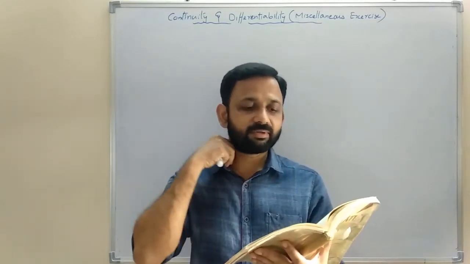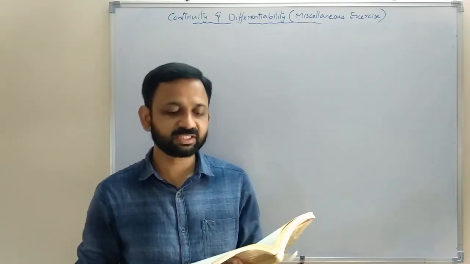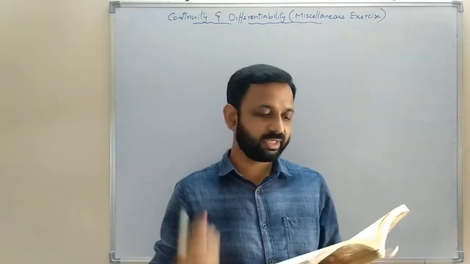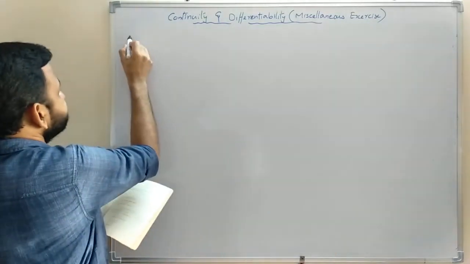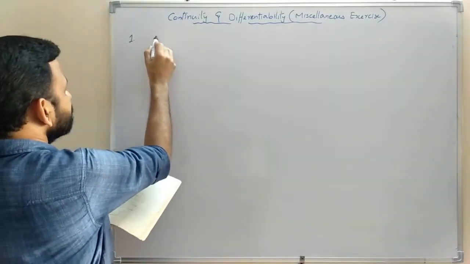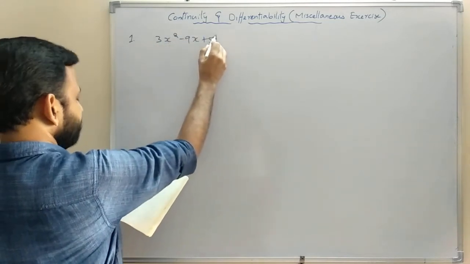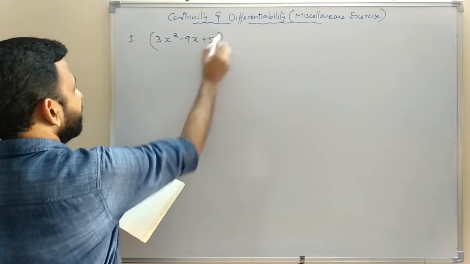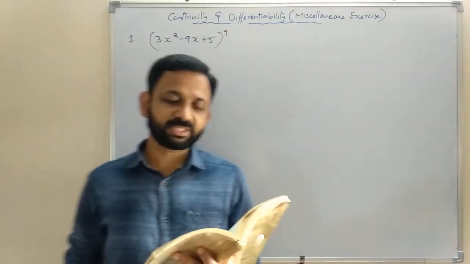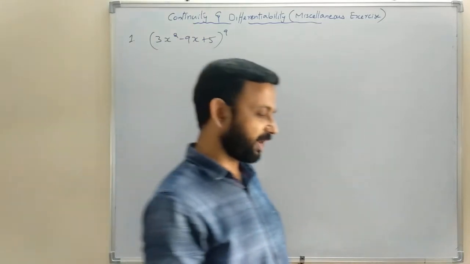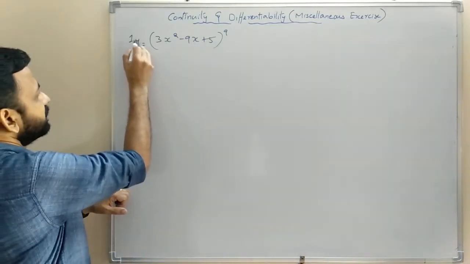Question number 1. Differentiate with respect to x the functions in exercises 1 to 11. So question number 1, first one: (3x square minus 9x plus 5) raised to the power 9. We need to find the derivative of this expression. That is y. That y is equal to this expression.